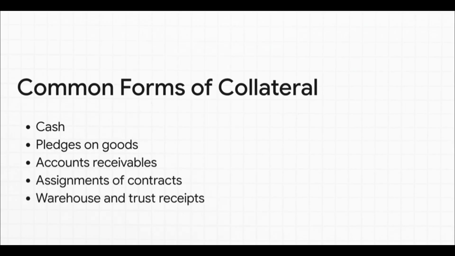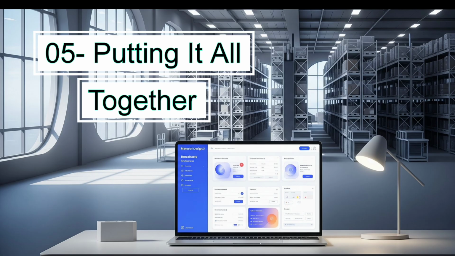And this collateral can be a lot of different things. It could be straight up cash, a pledge on the goods themselves, or even the money that other people owe the company. That's called accounts receivable. It could also be legal documents like warehouse receipts that give the bank a claim on the goods sitting in a warehouse. The bottom line is the loan is always backed by something of value.